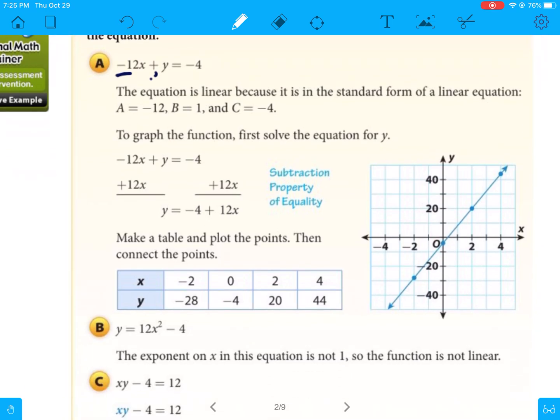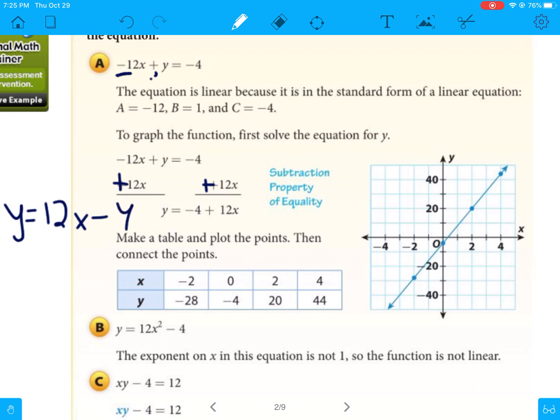The way I would graph this is I would turn this into y equals mx plus b. So I would add 12x to both sides, and you would get y equals negative 4 plus 12x, or I would even say y equals 12x minus 4.